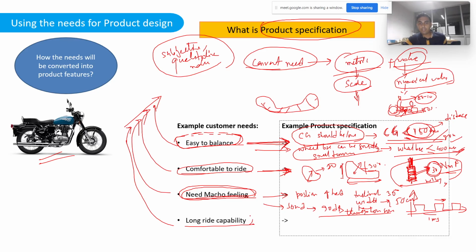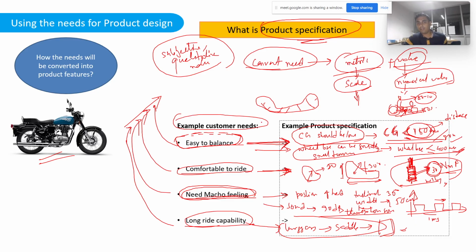Similarly, for long ride capability, probably try to define luggage carriage. Luggage carriage means, do you have saddlebags? If saddlebags, do you have a separate size of the saddlebags? So all those you define as product specifications to convert the qualitative customer requirements or needs to something quantitative.